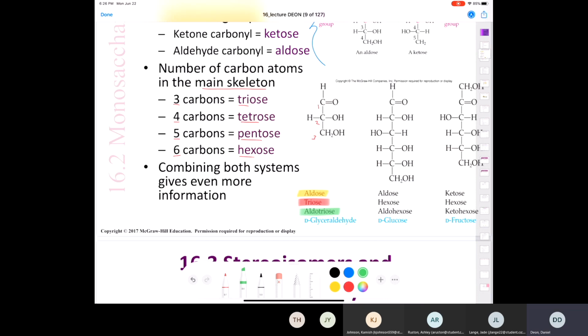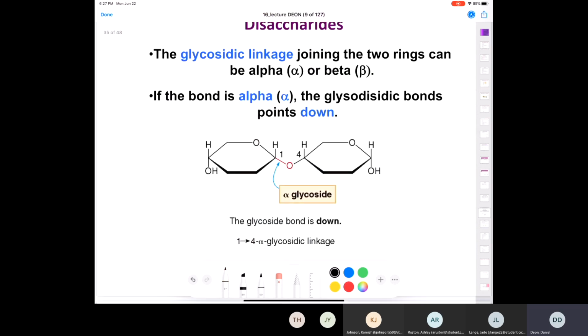The same thing would apply to the next two molecules. This first one actually has a common name, which is D-glyceraldehyde, and we'll look at that molecule a few times. And then we have D-glucose and D-fructose.